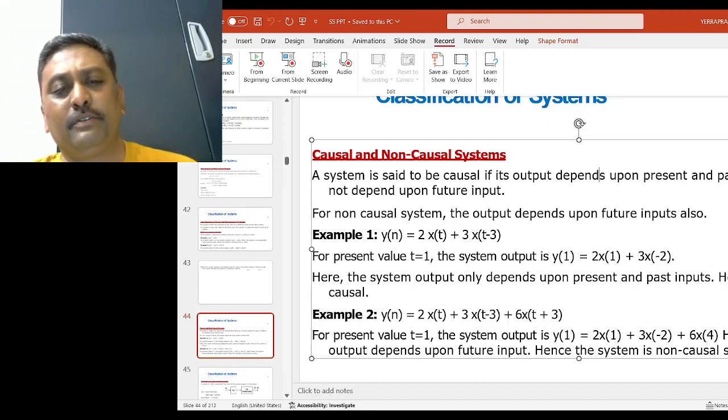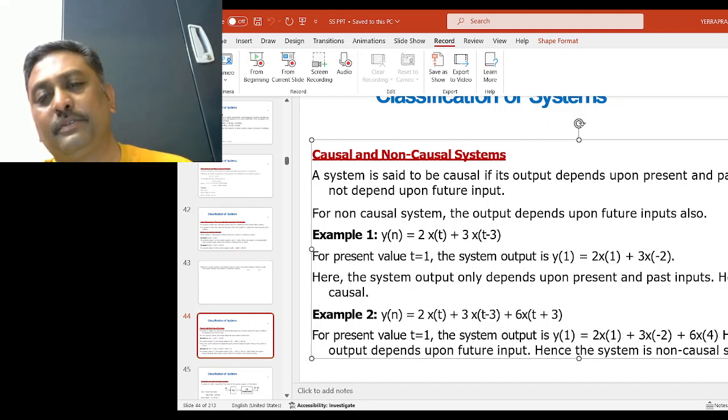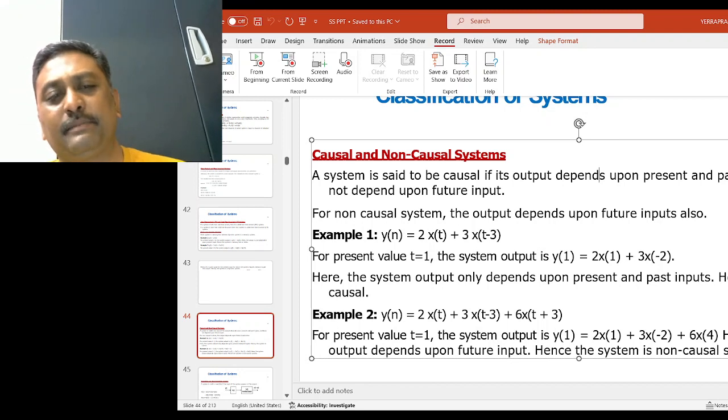For this, you need to do small numericals where you take the value of t as 1. y of t is equal to 2x of t plus 3x of t minus 3. When t is equal to 1, 2x of 1 is 2x, and 3x of t minus 3 is 3x of 1 minus 3, which is 3x of minus 2, that is minus 6x. So y of 1 is minus 4x. Here the system output only depends upon present and past inputs. Why? Because we got minus 4x, and the system is causal.